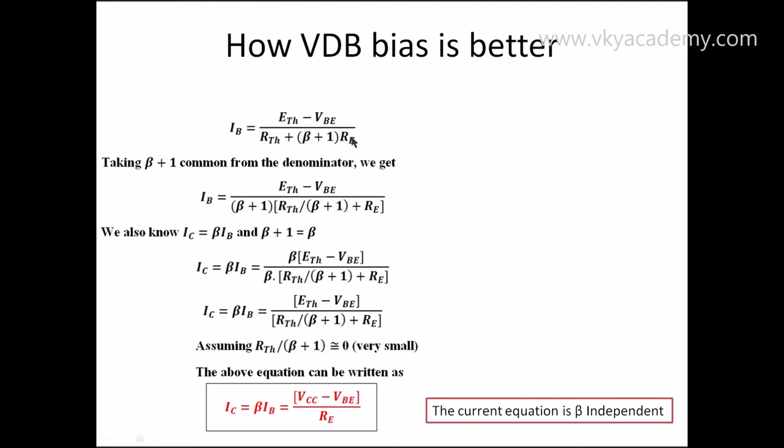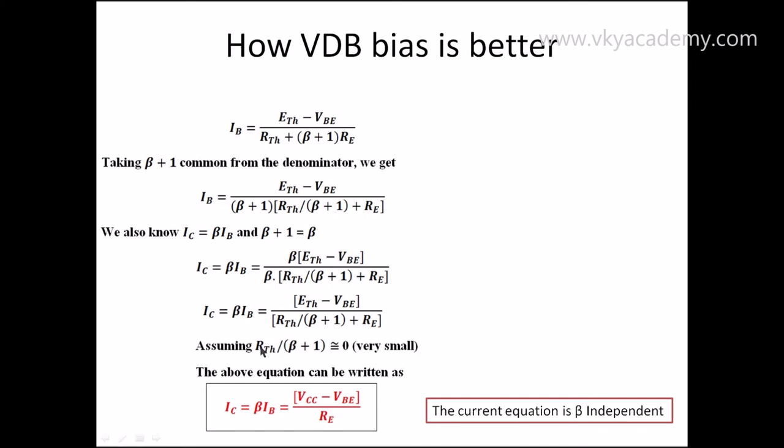We have to write the IB current equation, which is ETH minus VBE by RTH plus (beta plus 1) RE. Now taking beta plus 1 common from the denominator, this equation is IB equal to ETH minus VBE upon (beta plus 1) into (RTH by (beta plus 1) plus RE). We also know that IC is equal to beta IB, and beta plus 1 is approximately beta. So in the numerator we have beta into (ETH minus VBE), and in the denominator we have (beta plus 1) into (RTH by (beta plus 1) plus RE). Since IC is equal to beta IB, beta and beta get cancelled out. Now we have this equation.